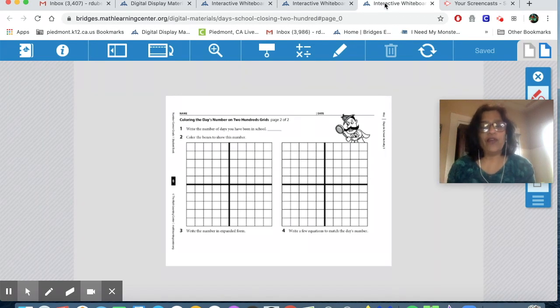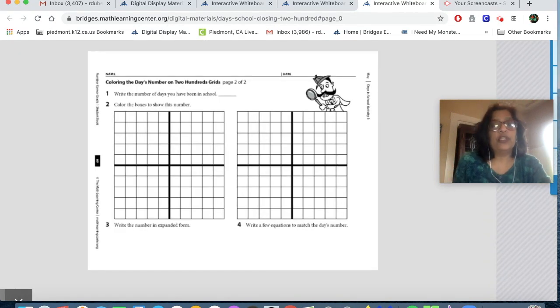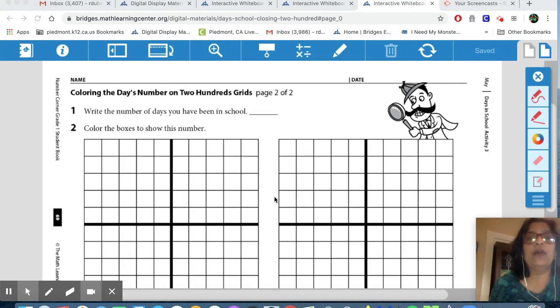I want to review the sheets you're going to work on today, and then I would like to show you a way to add big numbers together. Let me start with this first sheet that you'll be working on. It says coloring the day's number on 200s grid.